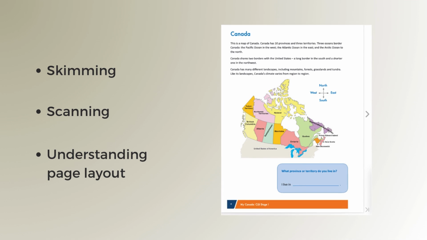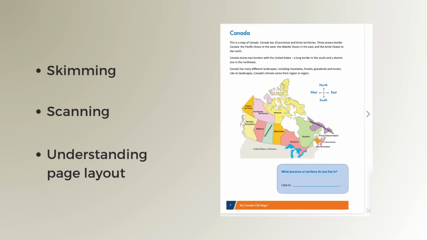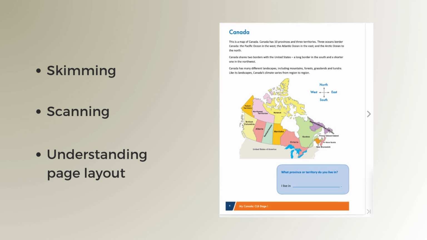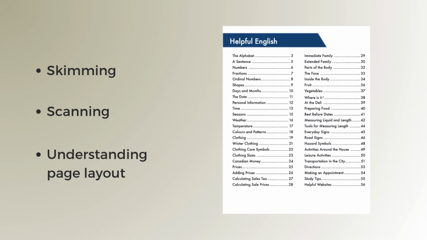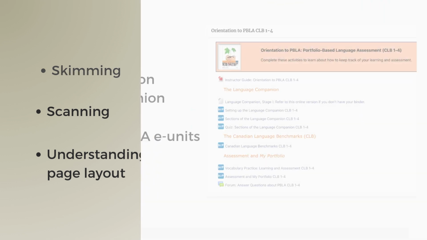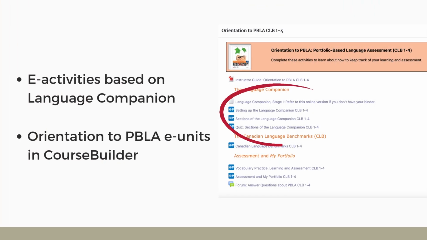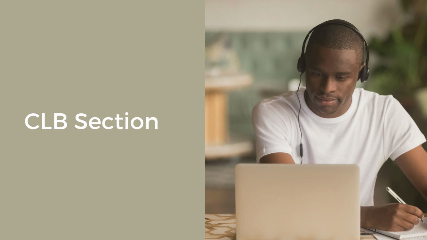You can use scavenger hunt activities to have learners search for specific information. For example, what is a page number of the page with Canada's provinces and territories? How many topics does the shopping theme in Helpful English section have? Use ready-made e-activities in the PBLA units available in Avenue's Course Builder.